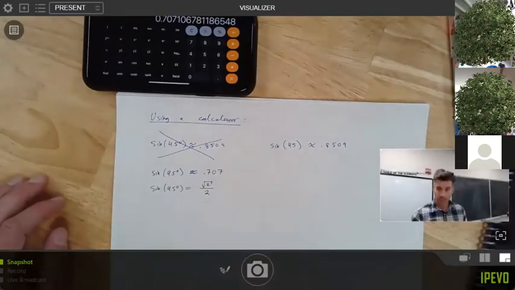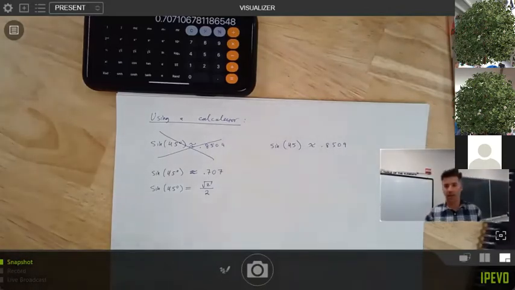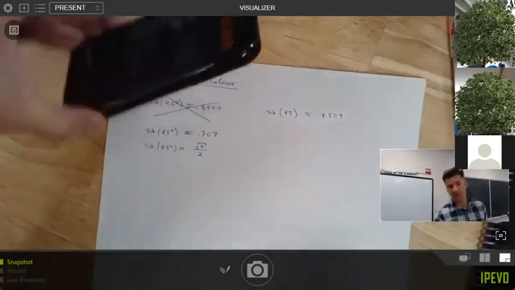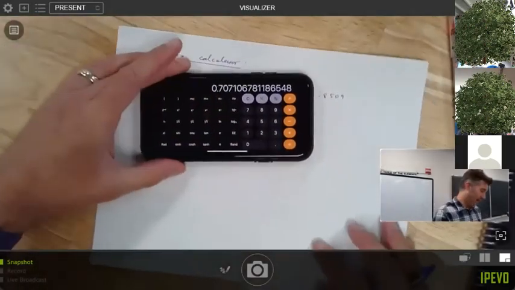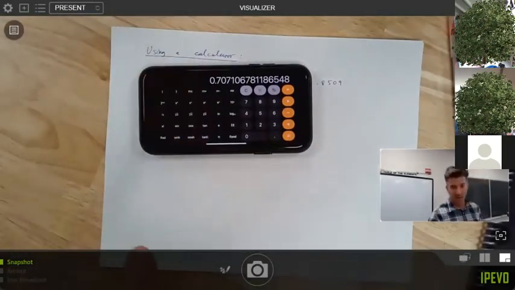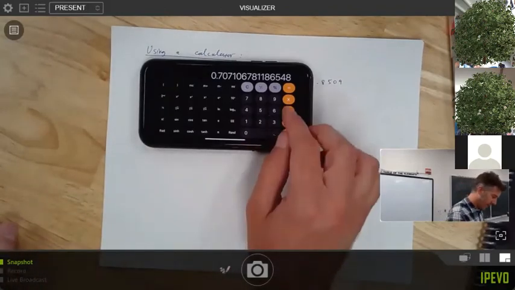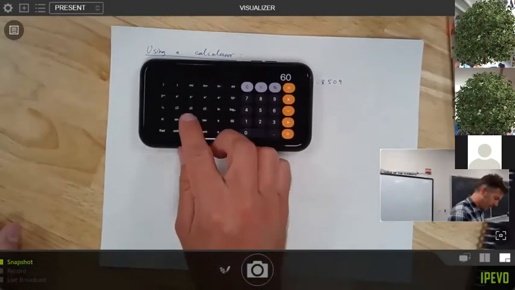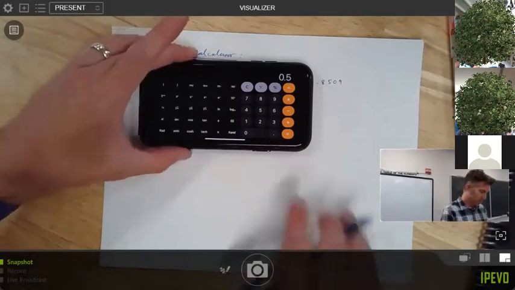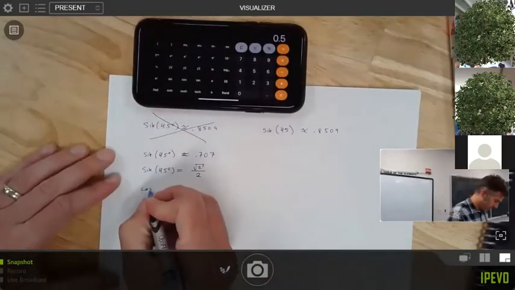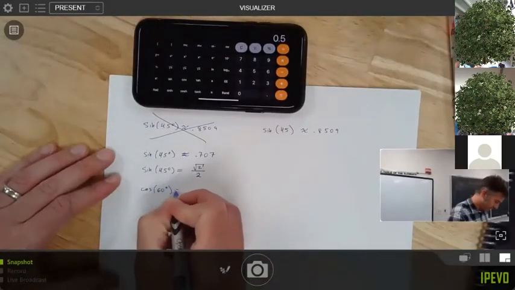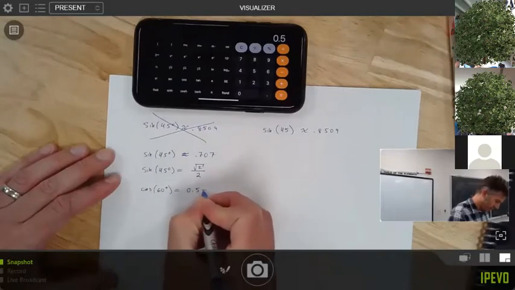Can you go over how you did it in the calculator real quick? Yes, definitely. Depending on the calculator you have, you might enter it differently. On the iPhone, if you use the calculator that comes with it, you have to enter the angle first. So let's do another one. Let's say I want to find cosine of 60 degrees. I would do 60, and then I would do cosine of that. So cosine of 60 degrees is 1/2 or 0.5.